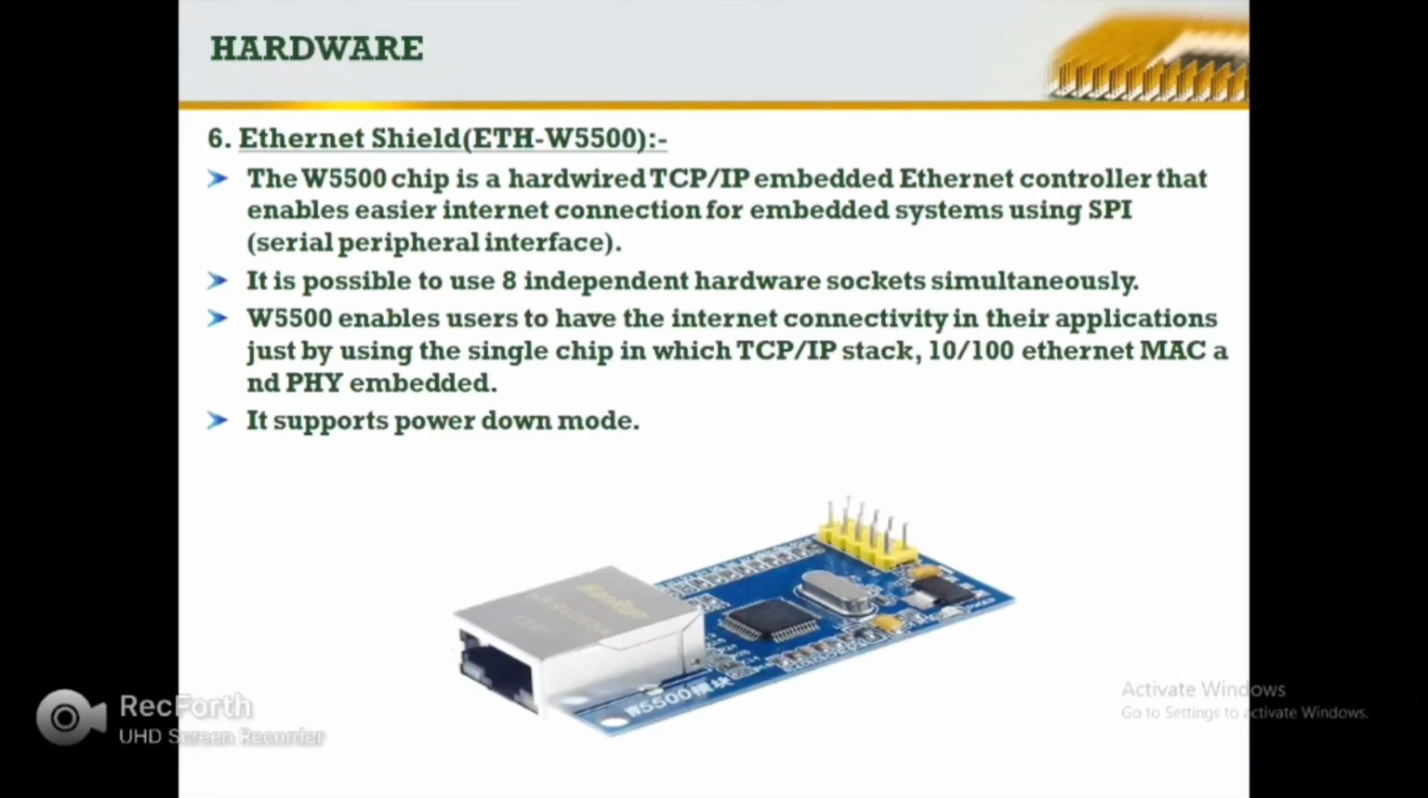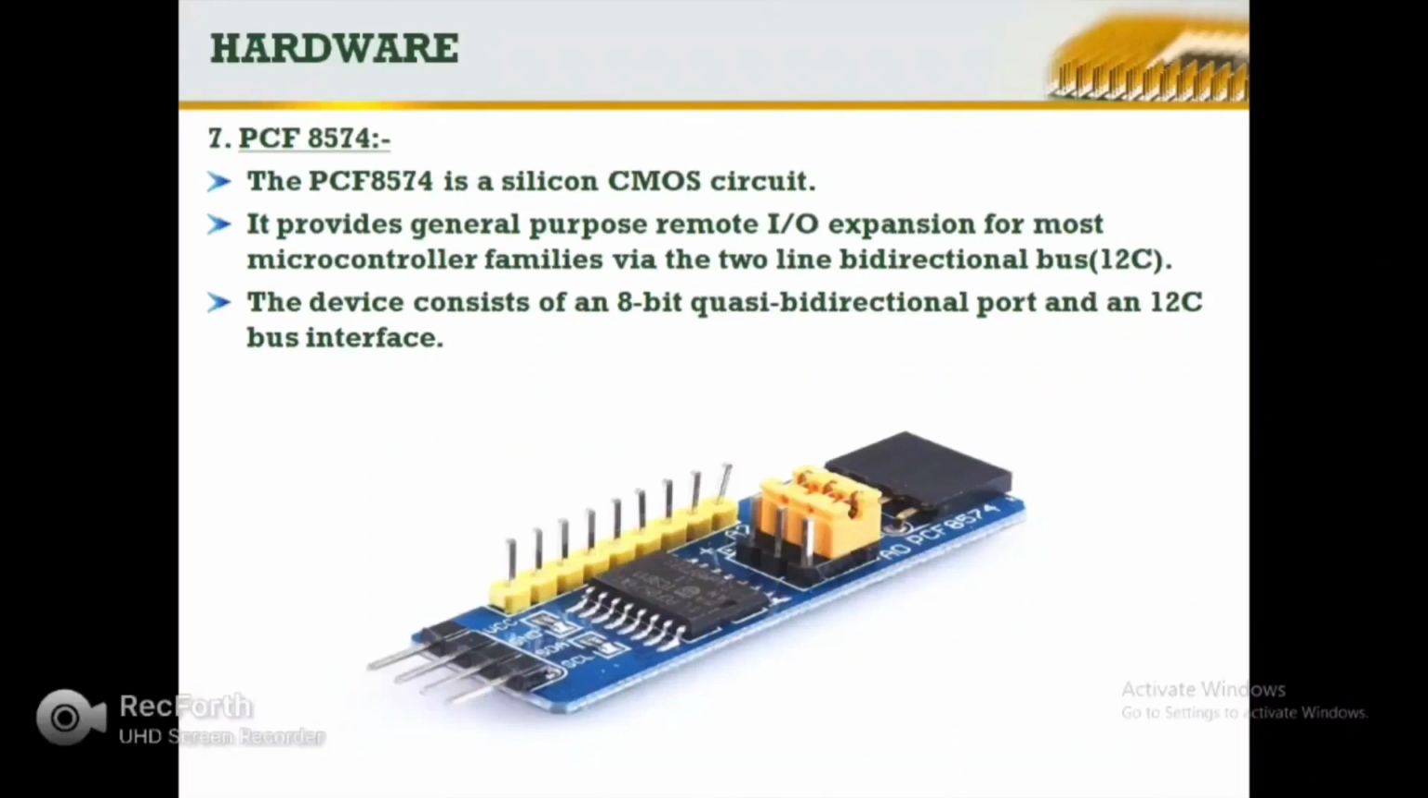Then the Ethernet shield. I have used the W5500 Ethernet shield. The W5500 chip is a hardware TCP/IP embedded Ethernet controller that enables easier internet connection for embedded systems using SPI, that is serial peripheral interface. It is possible to use 8 independent hardware sockets simultaneously. W5500 enables users to have internet connectivity in their applications by using a single chip in which the TCP/IP stack, that is 10/100 Ethernet MAC and PHY, is embedded. It supports power down mode.